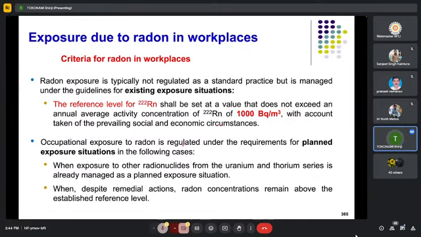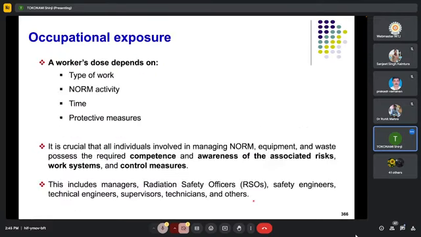Occupational exposure to radon is regulated under the requirements for planned exposure situations in the following cases: when exposure to other radionuclides from the uranium and thorium series is already managed as a planned exposure situation; when, despite the remedial actions, radon concentration remains above the established reference level. A worker's dose depends on the type of work, activity, time, and protective measures.